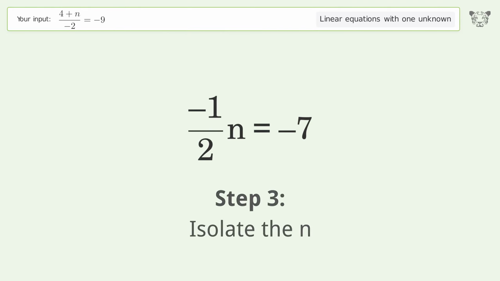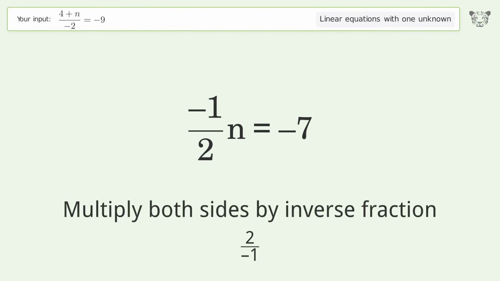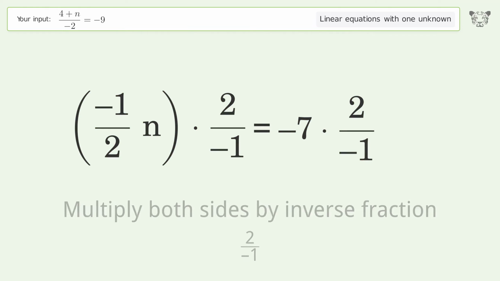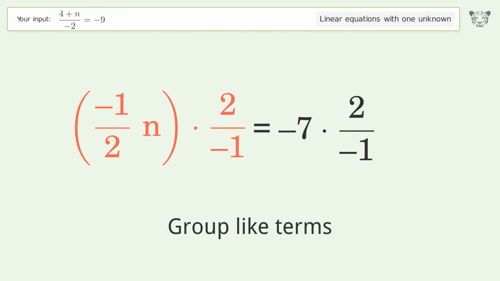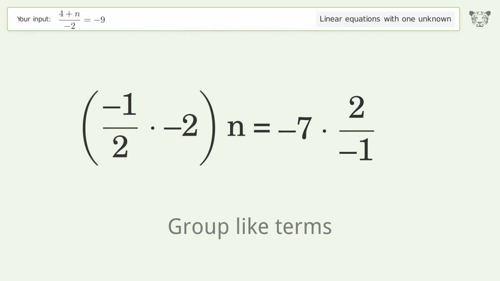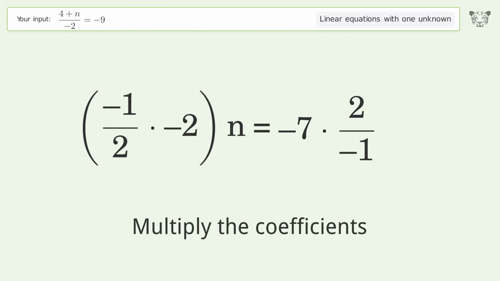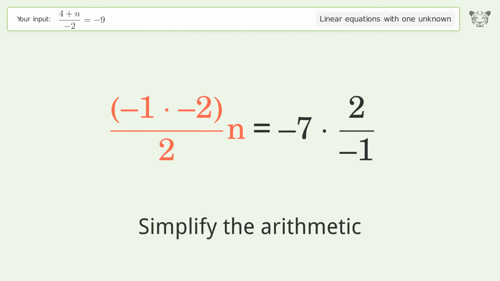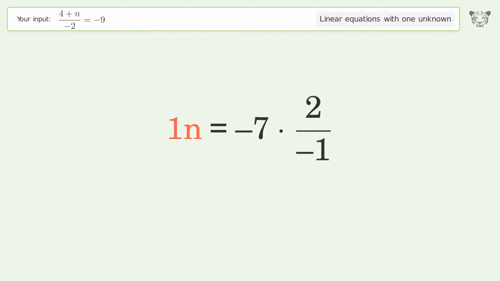Isolate the n. Multiply both sides by the inverse fraction, 2 over -1. Group like terms. Multiply the coefficients. Simplify the arithmetic. And so the final result is n equals 14.